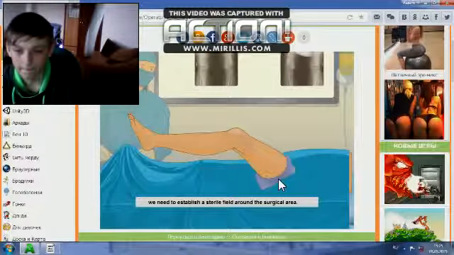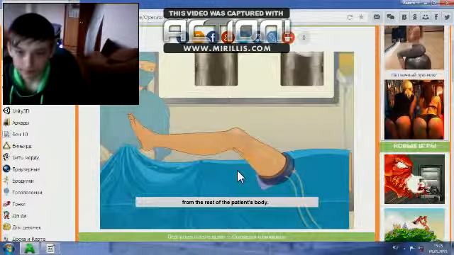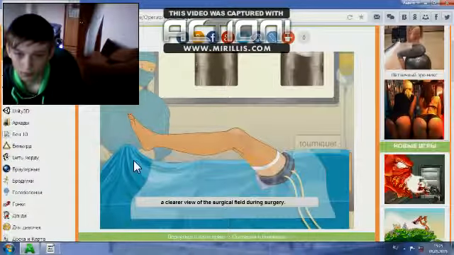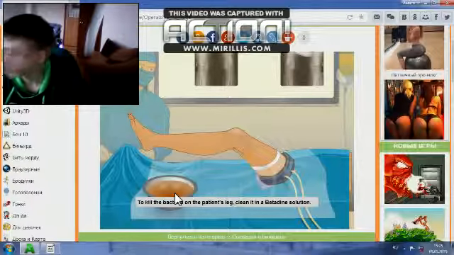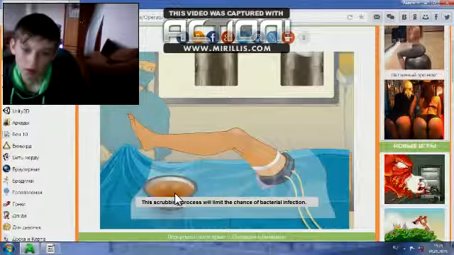around the surgical area. A series of sterile drapes isolates the surgical field from the rest of the patient's body. A tourniquet is applied to cut off blood flow, which allows a clearer view of the surgical field during surgery. To kill the bacteria on the patient's leg, clean it in a betadine solution. This scrubbing process will limit the chance of bacterial infection.